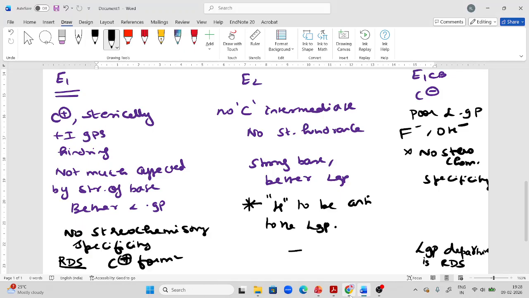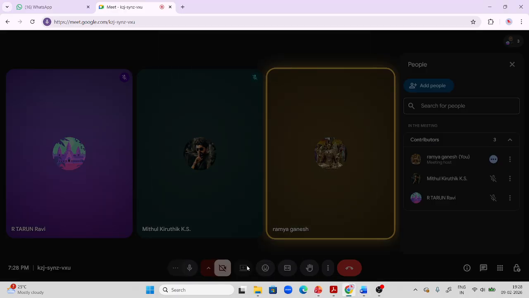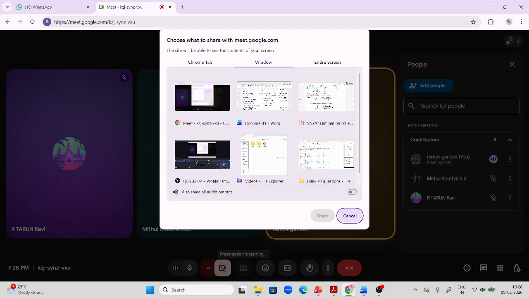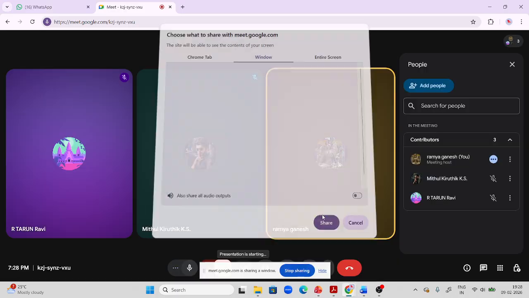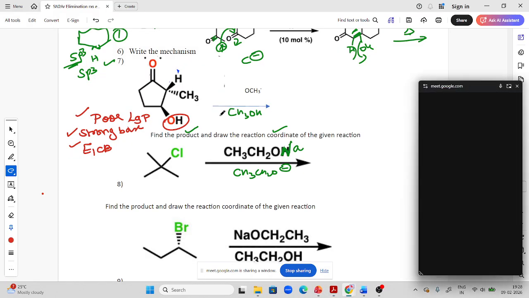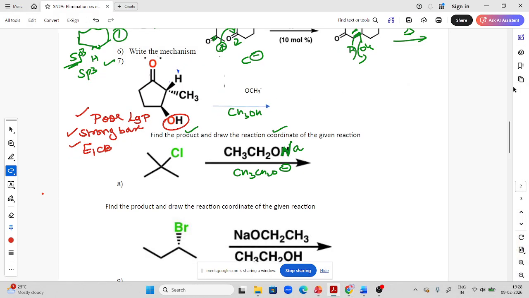So having this in mind, let us practice the question. Right now I am able to see that it is having a poor leaving group. OH minus is there, I am having a stronger base. And a very important thing about the E1CB: the intermediate is a carbanion. Try to make this carbanion stable. That is very important.